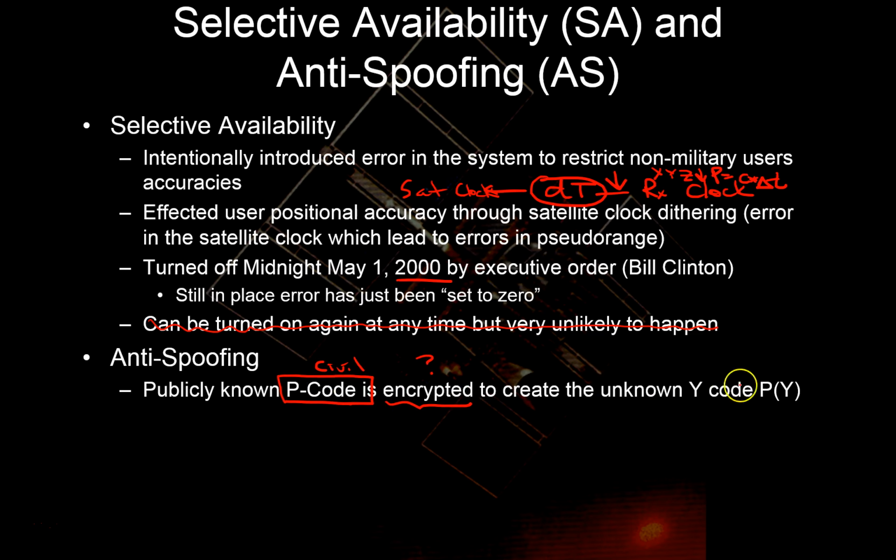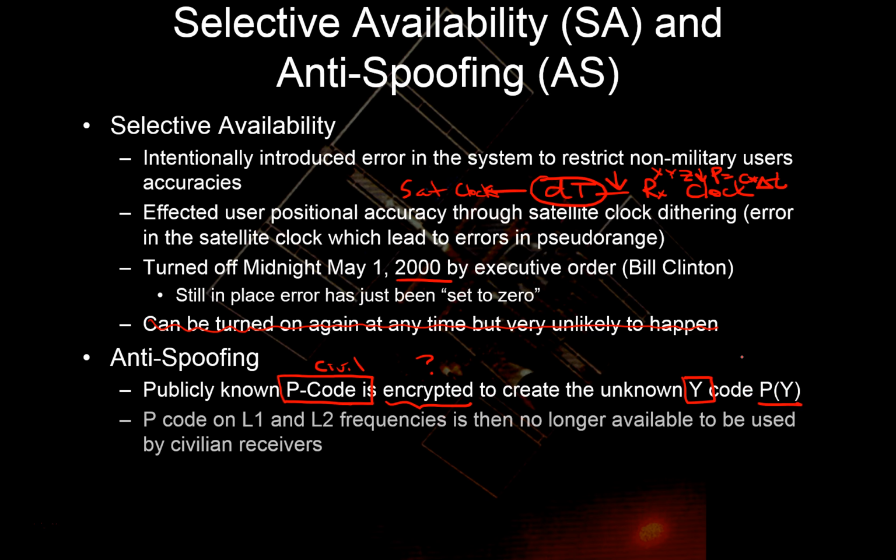So when the P code is encrypted, we call it the Y code. Or sometimes you might see in literature it called the P bracket Y code, just meaning that the P code has been encrypted. P code, unlike the CA code, is broadcast on L1 and L2.